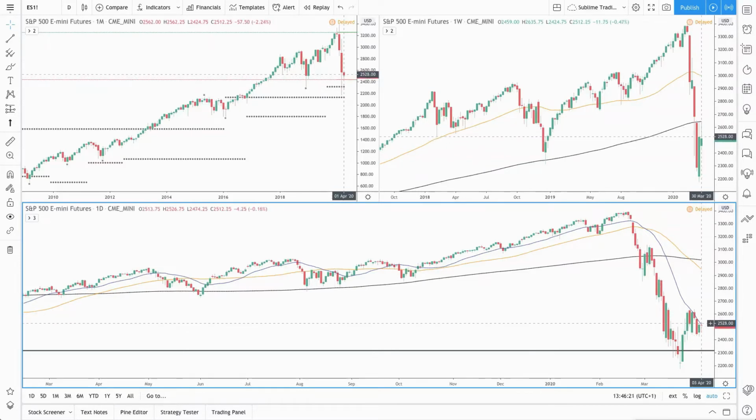So again, really need to see how today ends. Once we see how today ends, we'll get a better idea of what kind of price action could potentially materialize in the week ahead and through the rest of April.